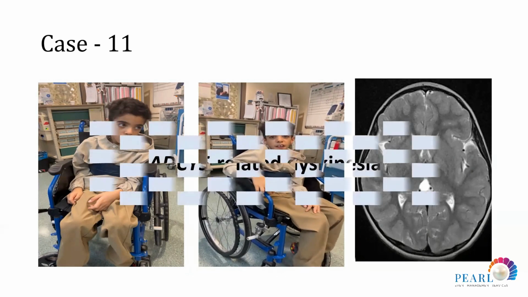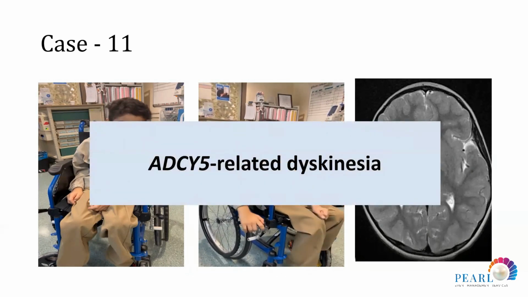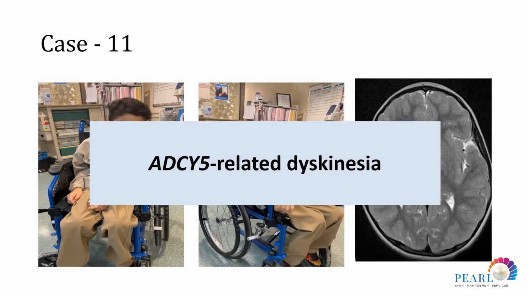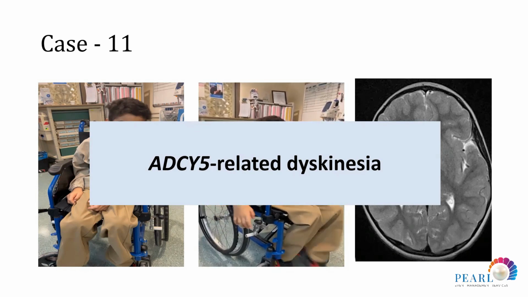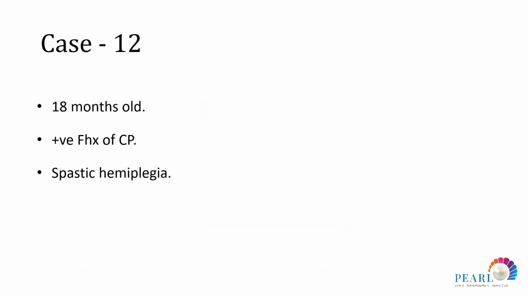His MRI was normal. When we did whole exome sequencing, he was found to have ADCY5-related dyskinesia. We tried multiple medications, and now he went to have deep brain stimulation.